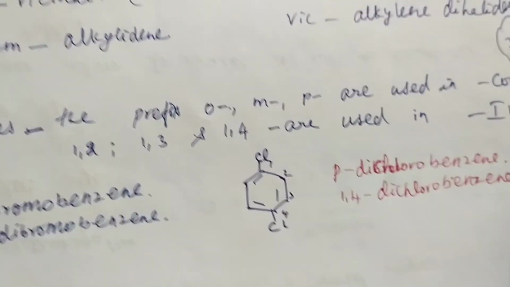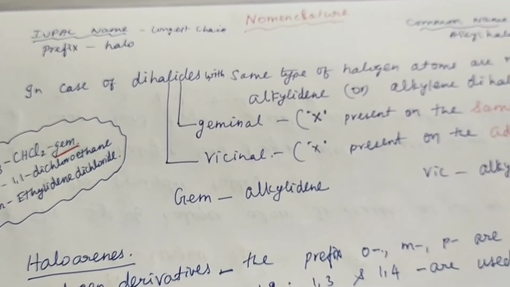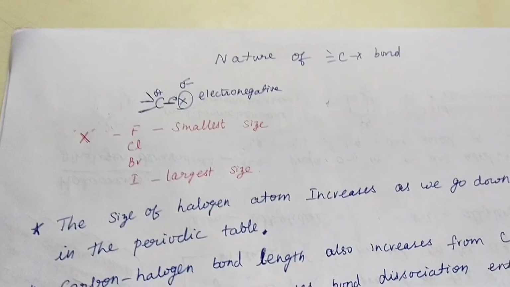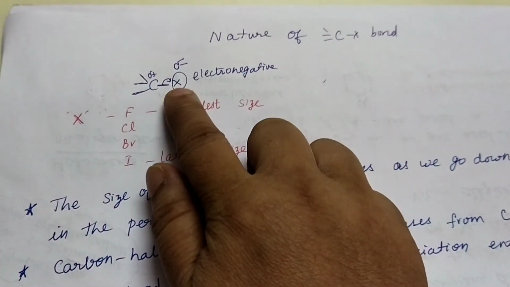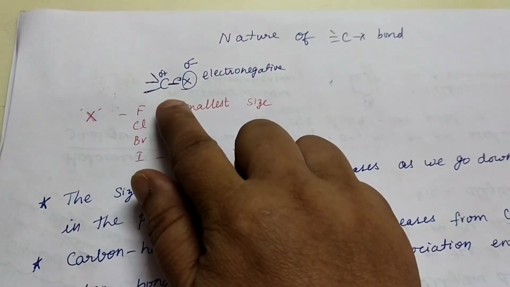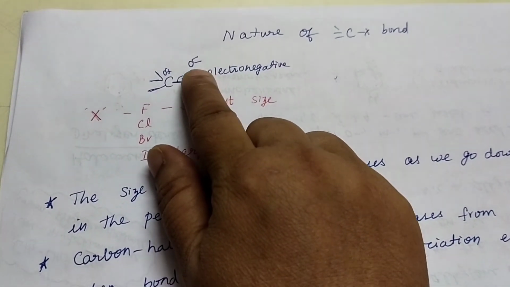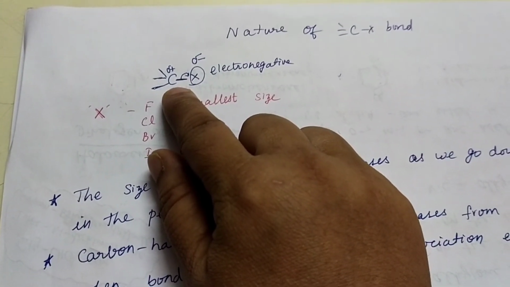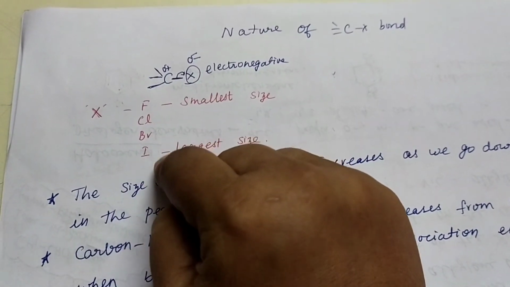So now nomenclature is over, how to name in the IUPAC system as well as common. Next is the nature of the C-X bond. In the C-X bond, X is highly electronegative, so the shared pair of electrons moves towards the halogen. So it takes a slightly or partially negative charge, and the carbon has a slightly positive charge. What is X? Already we know: fluorine, chlorine, bromine, iodine.